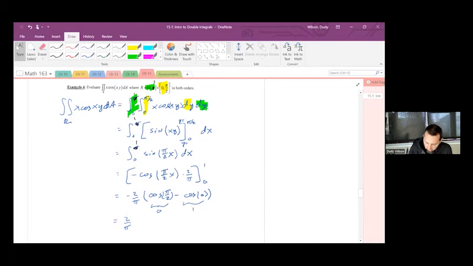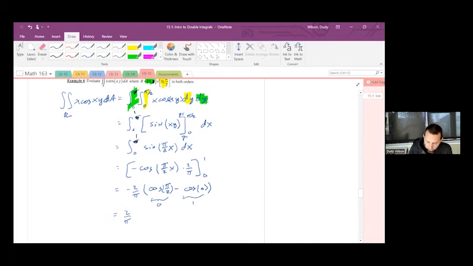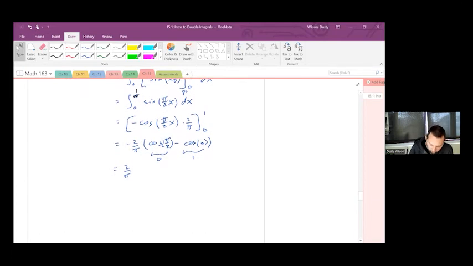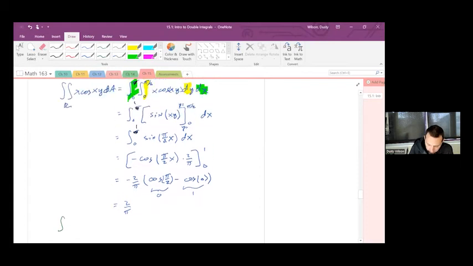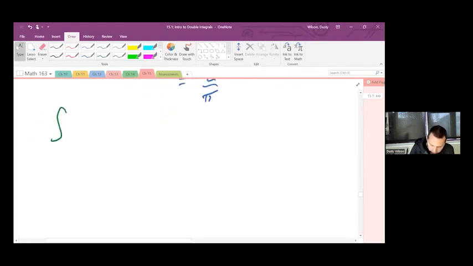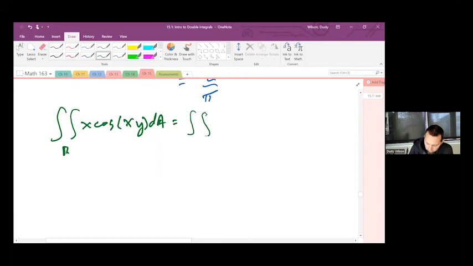So let's try it in the other order and see what happens. In the other order, we would have the double integral across the rectangle R of x cosine xy dA. And we could write this as the iterated integral. Now it's going to go 0 to 1 on the inside, 0 to pi over 2 on the outside of x cosine xy. And here we're going to go dx dy.